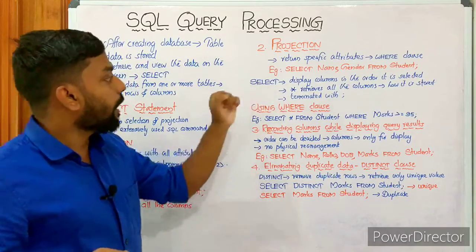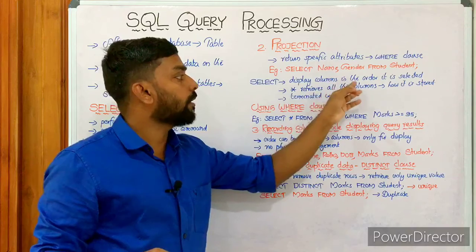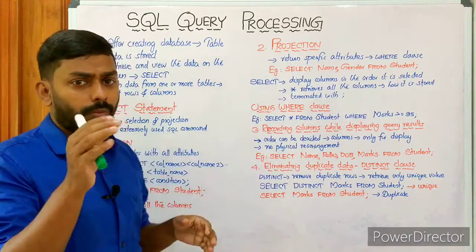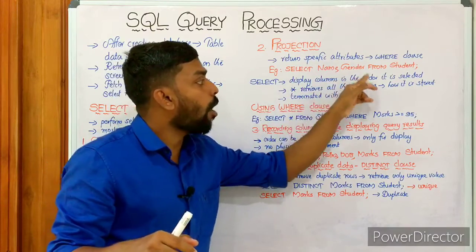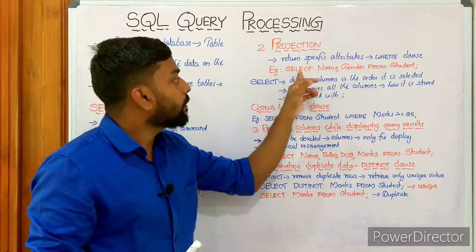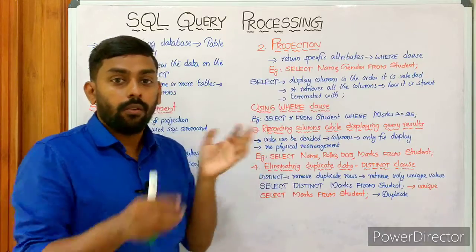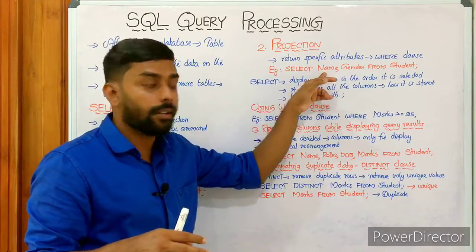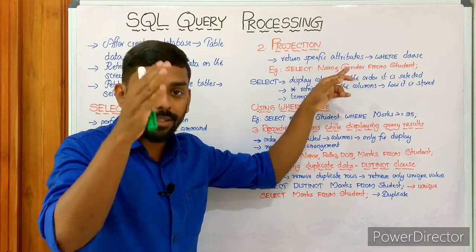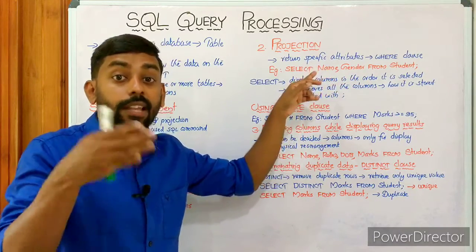Then select is used to display columns in the order it is selected. You know what that means? For example, select name comma gender from student. Which one will be the first column? That is name, because we have selected name first. We have selected gender second, so gender will be the second column in the resultant table.